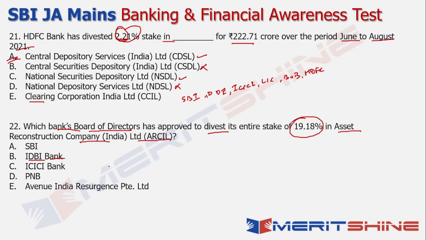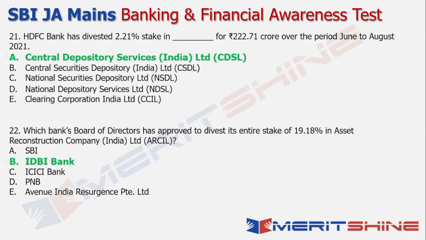Now, technically, when I talk about ARCIL and its sponsor banks and financial institutions, Avenue India Resurgence is definitely one of the institutions. SBI is also one of the institutions. Then you have IDBI Bank, which is definitely there, or rather it was there prior to this decision by its board. Then ICICI Bank and Punjab National Bank. So all these are entities having a stake in ARCIL, but IDBI has looked to move out of this entirely. So the answer in this case happens to be IDBI. So the answers in these two questions are CDSL and IDBI Bank.